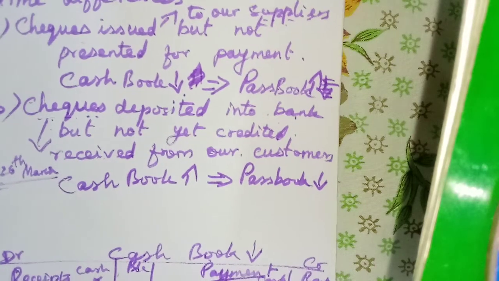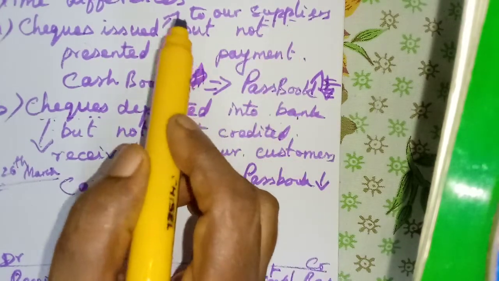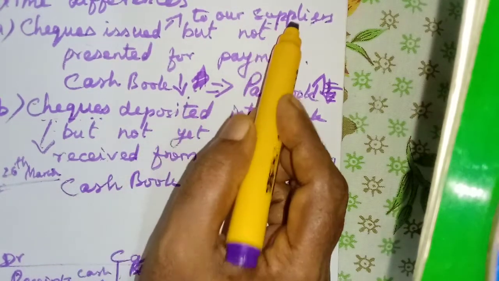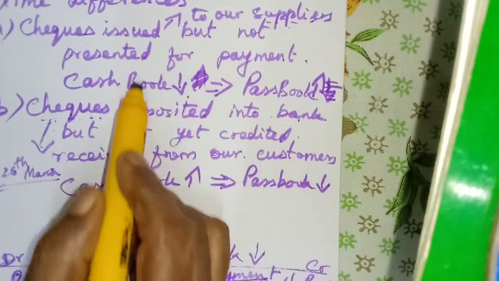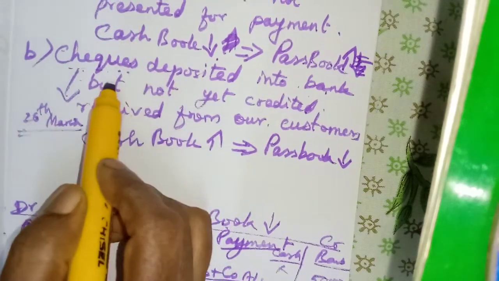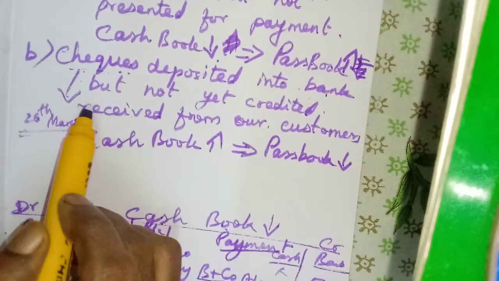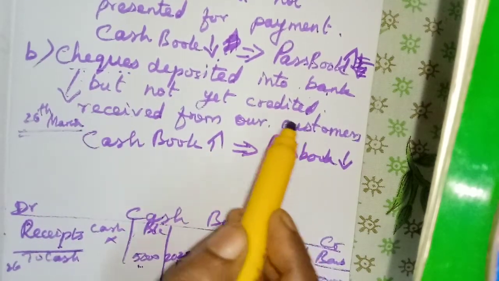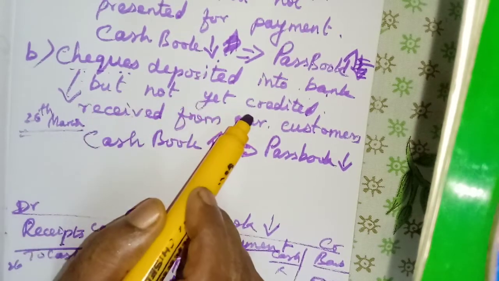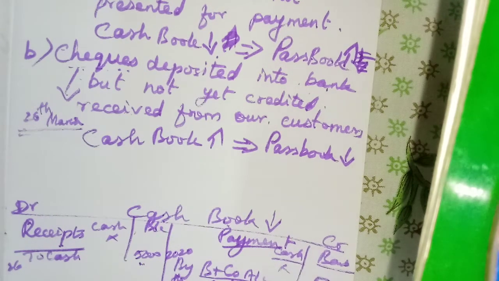Yesterday we have learned these two. Checks issued by the business firm to our suppliers, but those checks are not presented for payment. Okay, those checks that suppliers have not presented in their bank for payment, that is why the difference occurs. Another reason, the opposite of this one: the checks we have deposited into the bank, which we have received from our customers, but those checks they have not sent for collection, or we can write they have not yet credited in our account. In these two things the difference occurs.